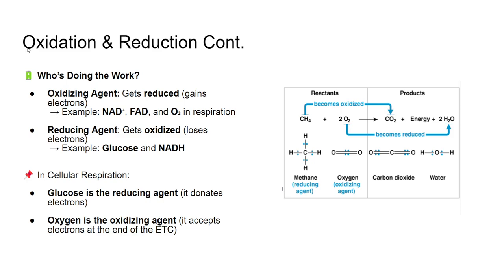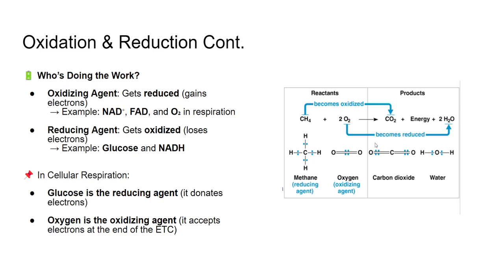To further drill down the concept of redox reactions and the terms oxidation and reduction, we also need to understand what an oxidizing agent is and what a reducing agent is. It's kind of confusing, because an oxidizing agent is something that's getting reduced, it's gaining electrons, and a reducing agent is something that's getting oxidized, or losing electrons, right? Why would the reducing agent be getting oxidized, and why would the oxidizing agent get reduced?